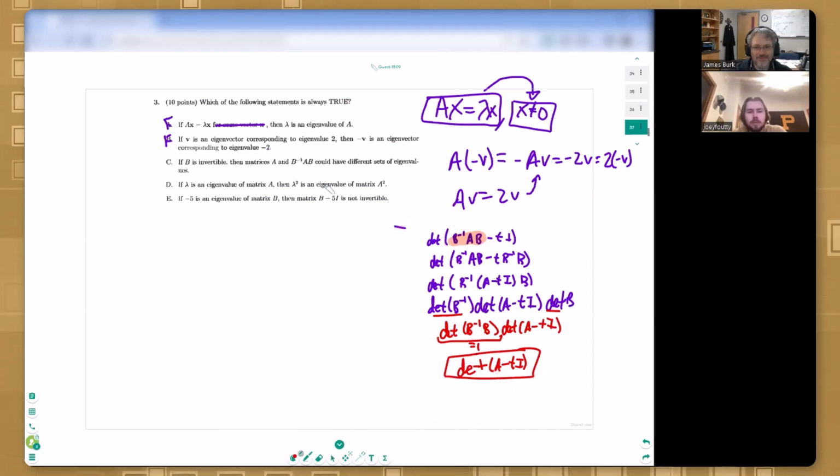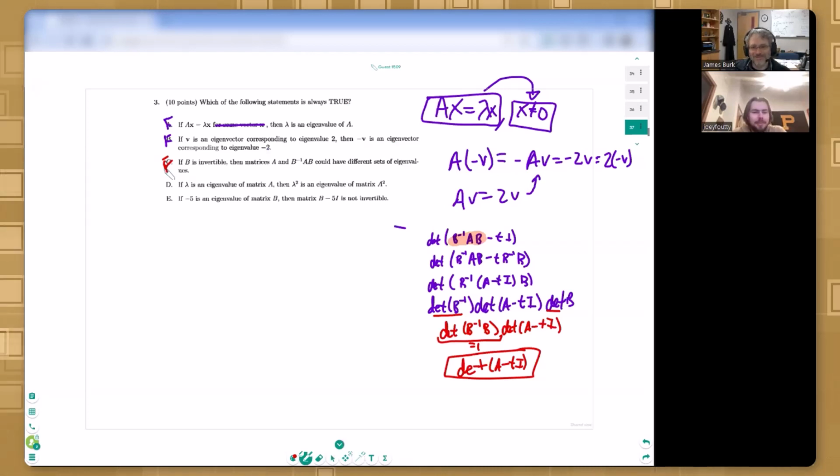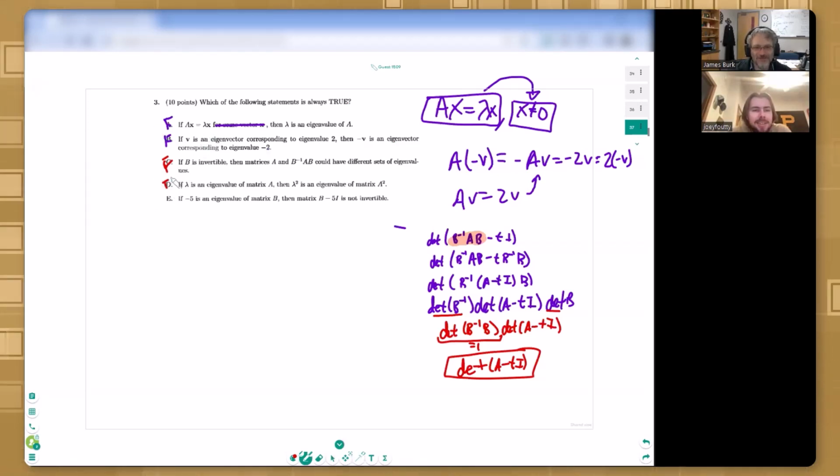This talks about what's called a similarity transformation. So if it's invertible, then the matrices could have a different set of eigenvalues. Wow, Joey, this is all false so far. They're not letting up at all, are they? All right, the next one's true though. Finally, they got a true one eventually. So when it goes true, true, true, by accident, they'll eventually get one.